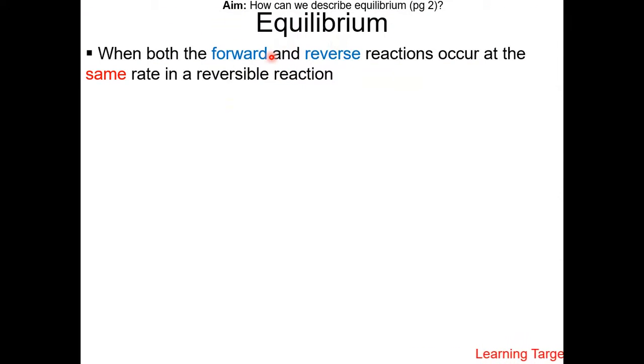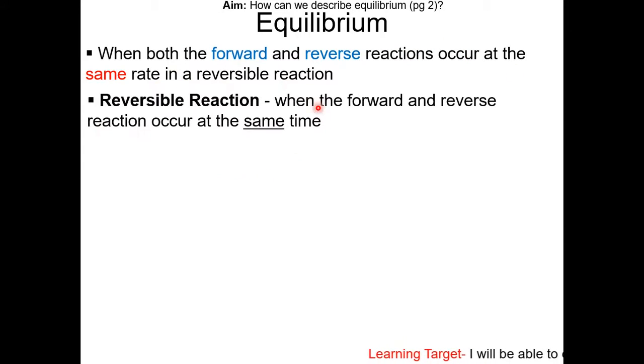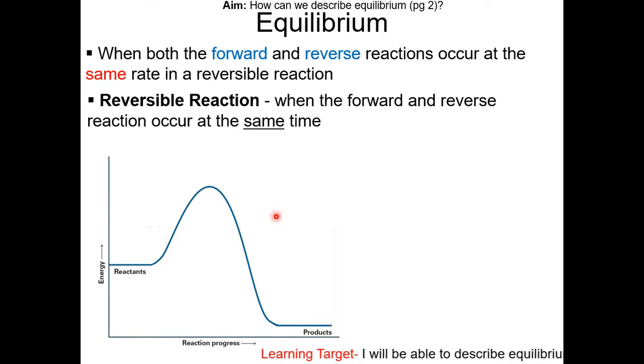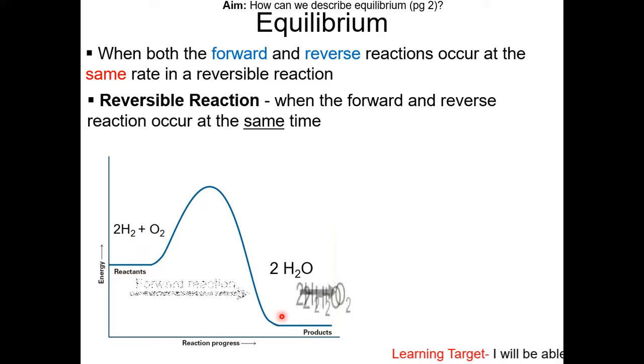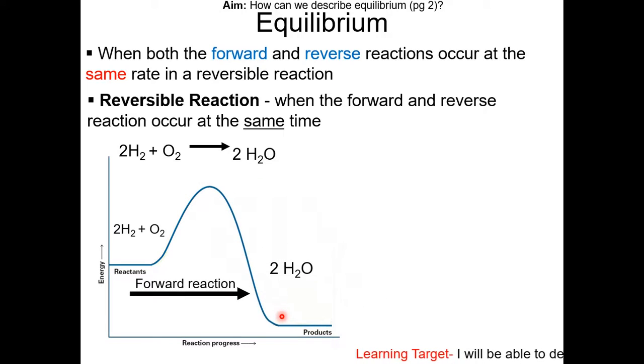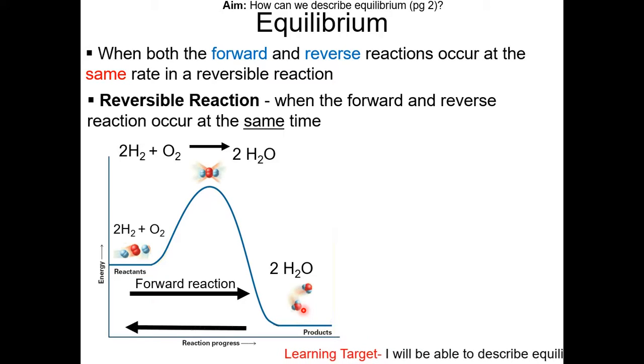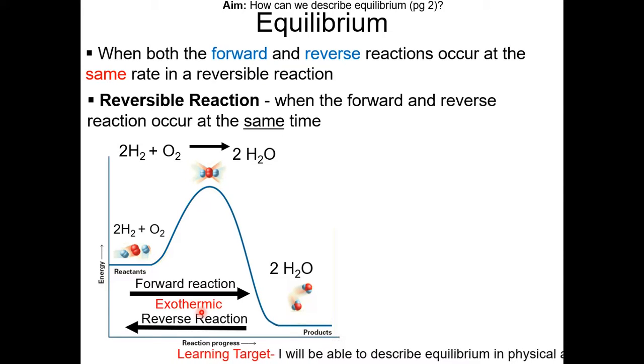Equilibrium is when both the forward and reverse reactions occur at the same rate in a reversible reaction. A reversible reaction is when the forward and reverse reaction occur at the same time. Let's look at an example of a reversible reaction. In this reaction, hydrogen is reacting with oxygen to form water. This is the forward reaction. This reaction can also go backwards. Water can decompose back into oxygen and hydrogen. This is the reverse reaction. So this reaction is reversible.